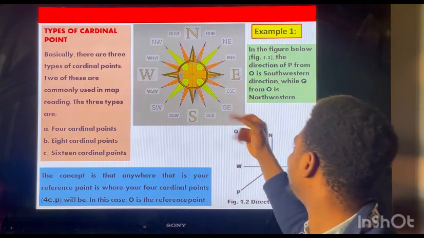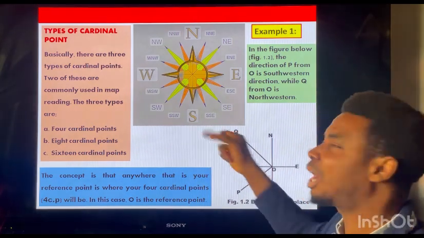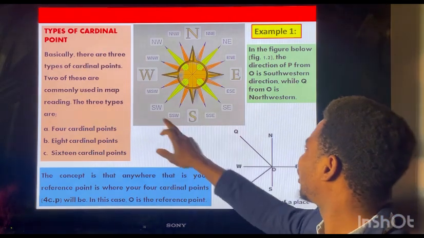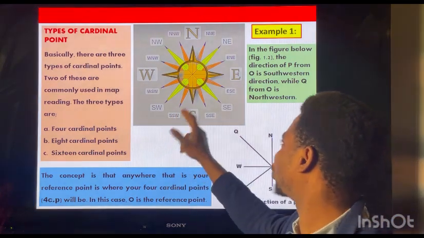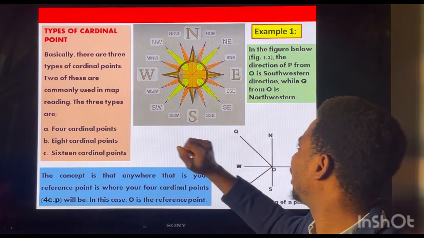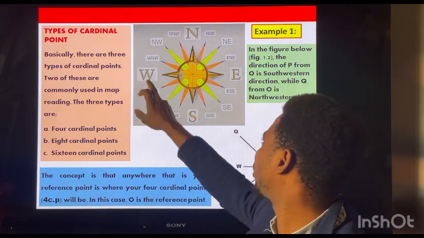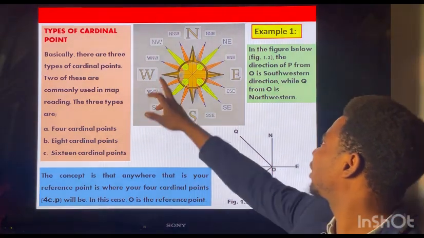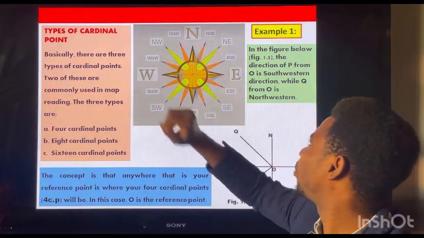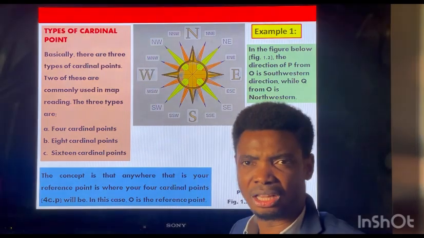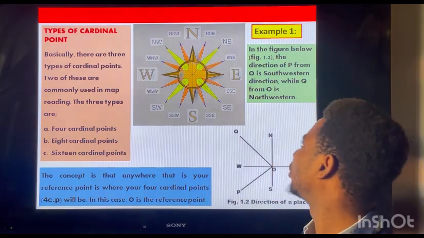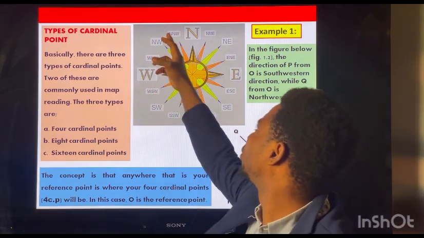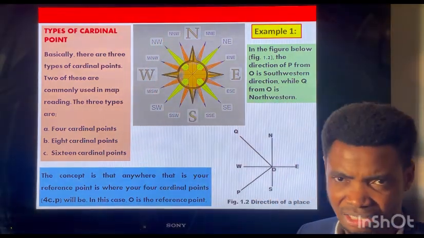In between the southeast and south, you have the south southeast. Then in between the south and southwest, you have the south southwest. In between the southwest and west, you have the west southwest. In between the west and the northwest, you have the west northwest. And in between the northwest and the north, you have the north northwest. These are the 16 cardinal points.